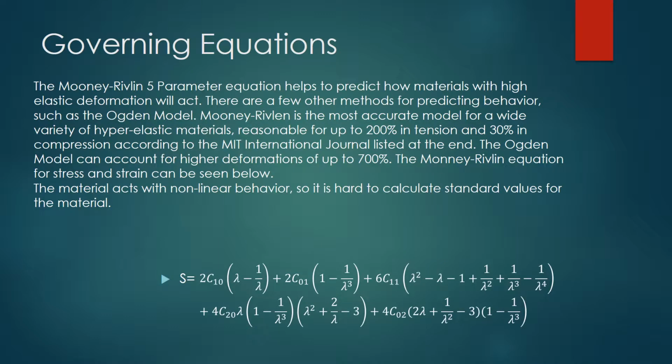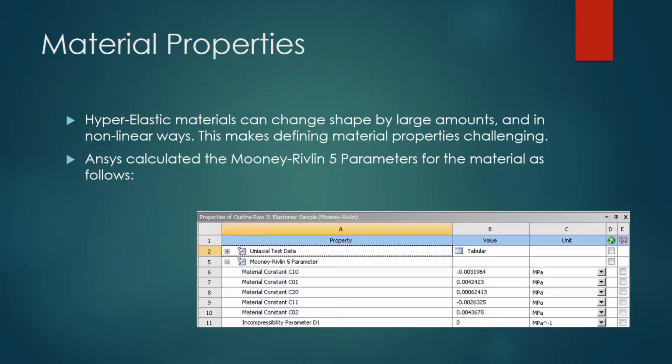The governing equations can be seen from the Mooney-Rivlin 5-parameter equation. There are several other ones that Mooney-Rivlin developed, and there's a few other people that developed some equations, but Mooney-Rivlin is the most common and usually the most accurate. Interestingly, the Ogden model can account for the most deformation. If you saw the equation, it had several material constants. These were developed from test data, and ANSYS was able to run a simulation and match this data to an equation.